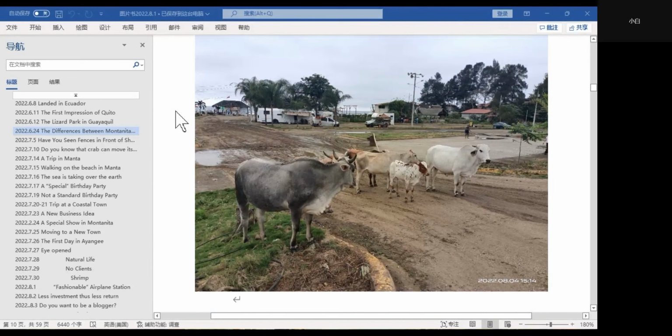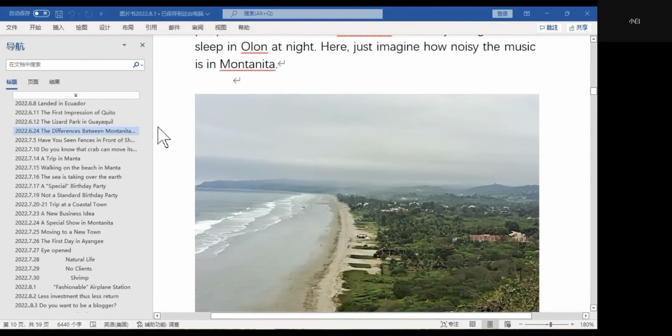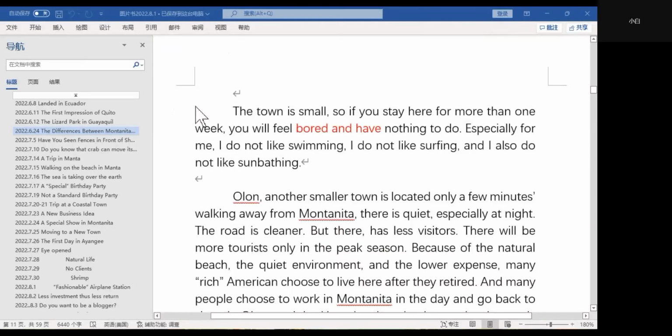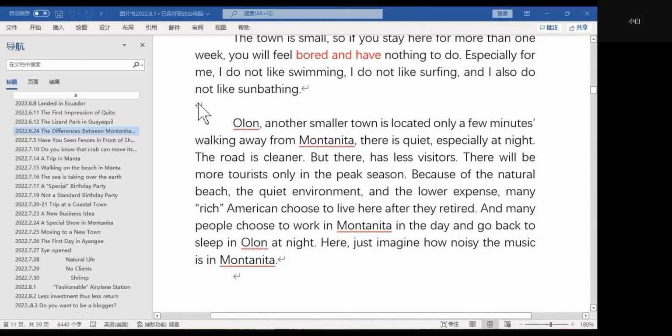Here, look at the picture again. Cows, maybe, only cows, not sheep. Okay, let's go on. The town is small, so if you stay here for more than 1 week, you will feel bored and have nothing to do. Especially for me, I do not like swimming, I do not like surfing, and I also do not like sunbathing. Okay, finish.